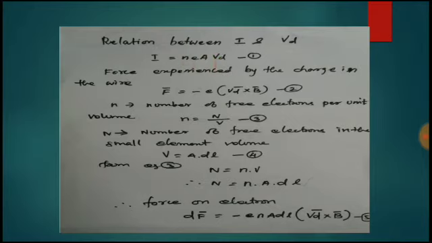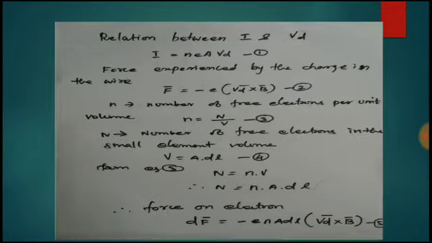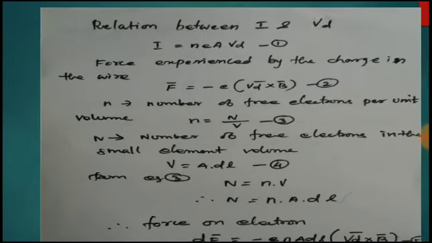Because the current is basically the rate of flow of charges. Here n number of charges, in a particular area of cross section, into their velocity. That is equation number 1. And the force experienced by a charge in the wire: the charges experience force because the conductor is in a uniform magnetic field, therefore it experiences the magnetic Lorentz force.